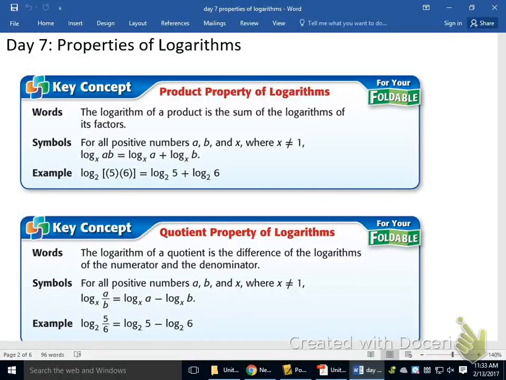This is day 7, properties of logarithms. We have to use these properties in order to solve some of the equations you're going to see with these logarithmic equations and exponential equations.